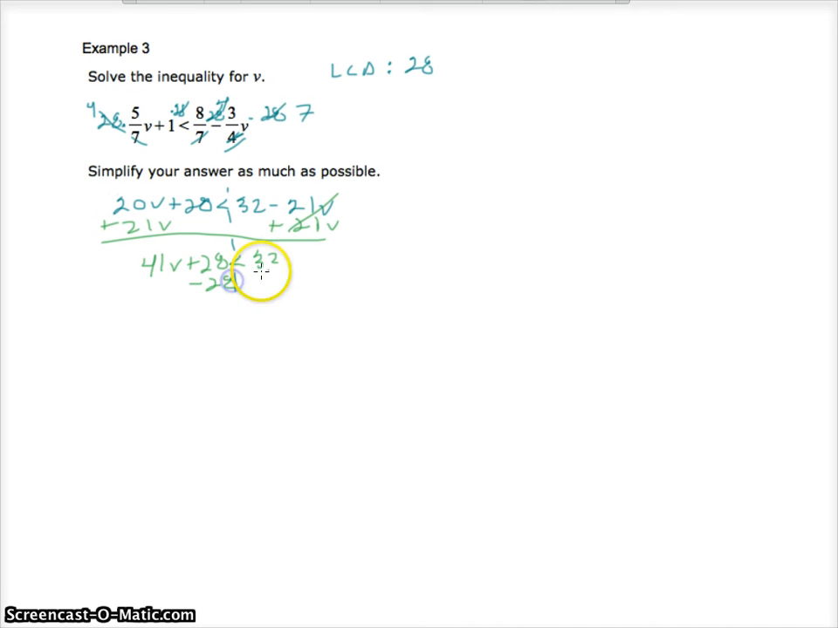Subtract 28 from both sides. 41v is less than 4. Divide by 41, and v is going to be less than 4 over 41. There's no right way or wrong way, just make sure that you use opposite operations, and you'll end up with your solution. Good luck.